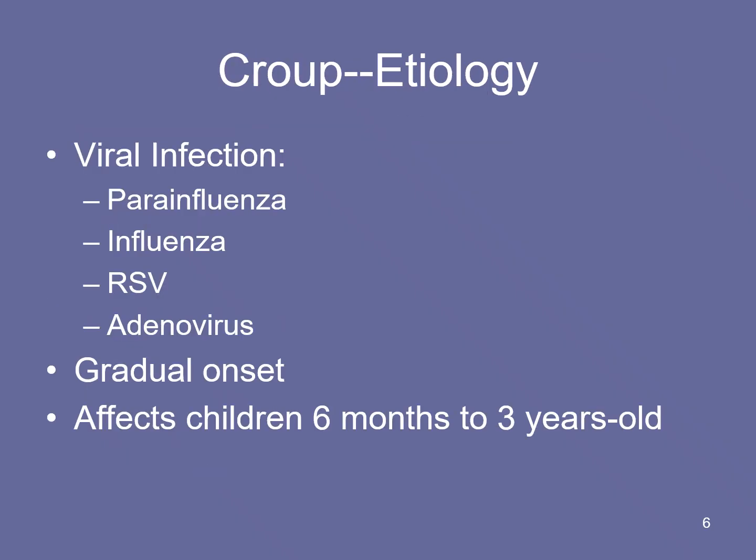So the etiology of croup: it's a viral infection, influenza, respiratory syncytial virus, or RSV, and adenoviruses, because they're a family of viruses. Those are not the only types of viruses that can cause croup, but those are the most commonly implicated. In comparison to epiglottitis, croup tends to have a more gradual onset, and it tends to affect a slightly younger group than epiglottitis, of 6 months to 3 years old.